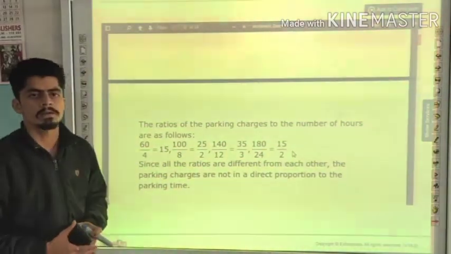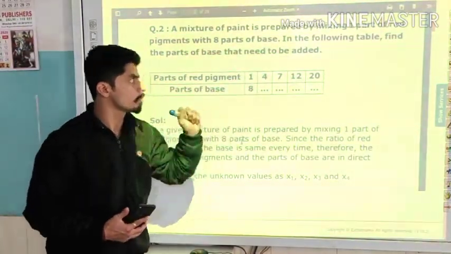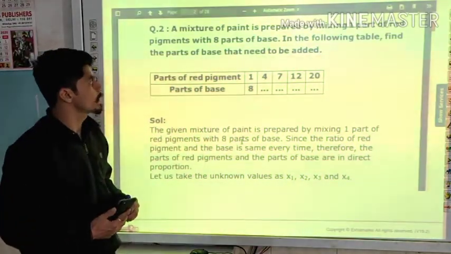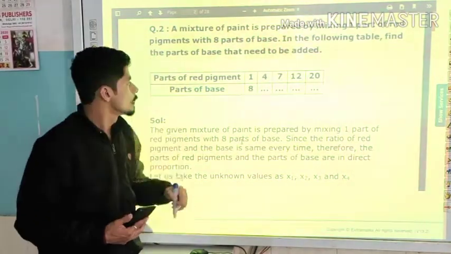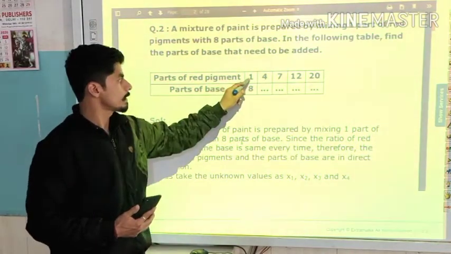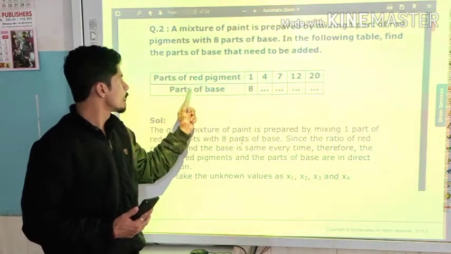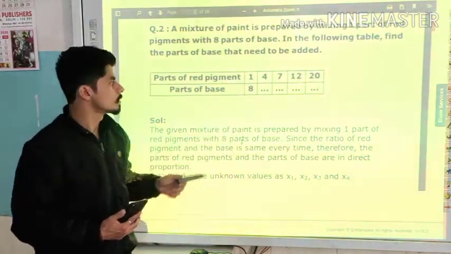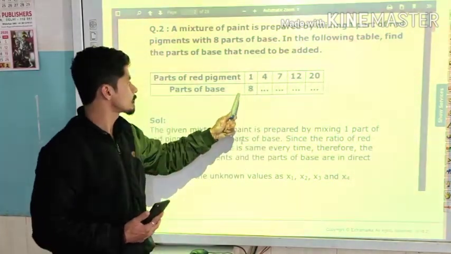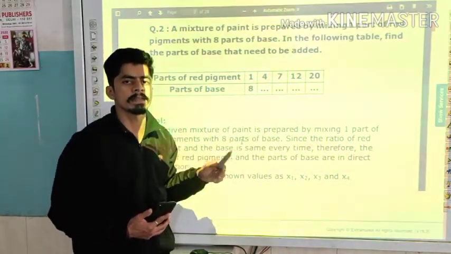So that's all for question number 1. Now the next question is question number 2. A mixture of paint is prepared by mixing 1 part of red pigment with 8 parts of base. In the following table, find the parts of base that need to be added. So the red pigment is mixed with the base in the ratio 1:8. That means if 1 part of red pigment is added, then 8 parts of base will be added. So if we are adding 4, 7, 12 and 20 parts, how many parts of the base will be there?